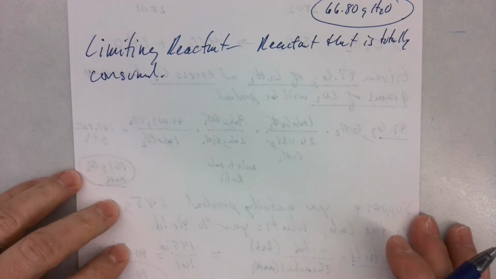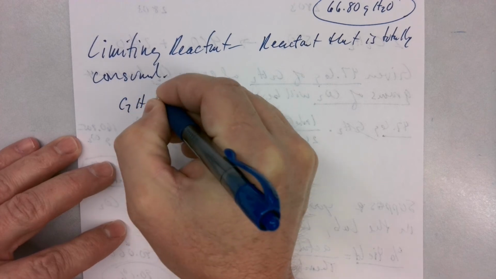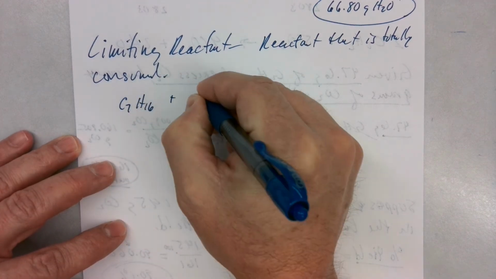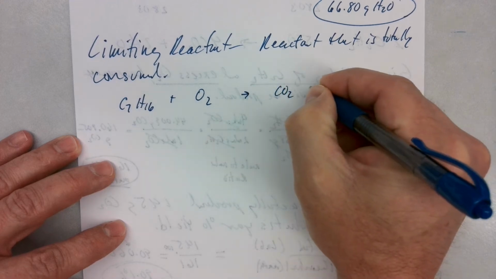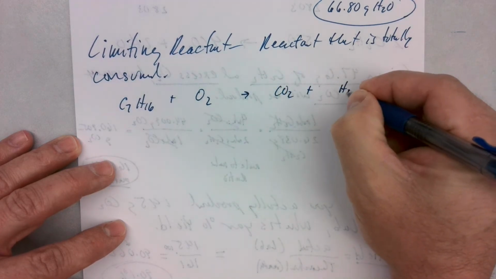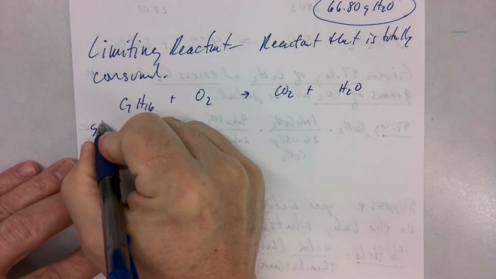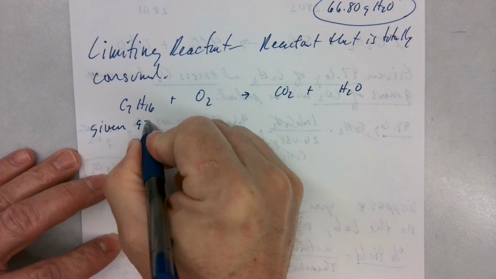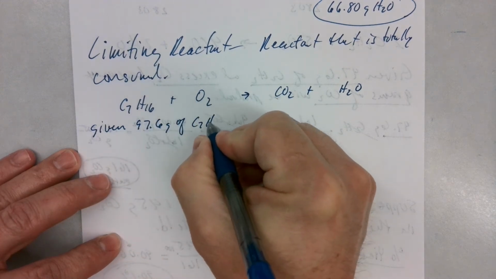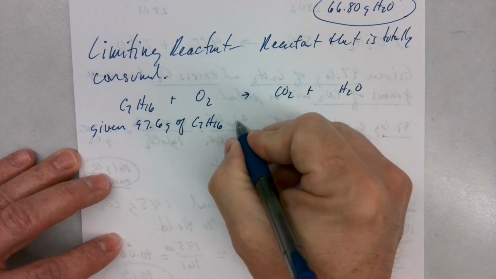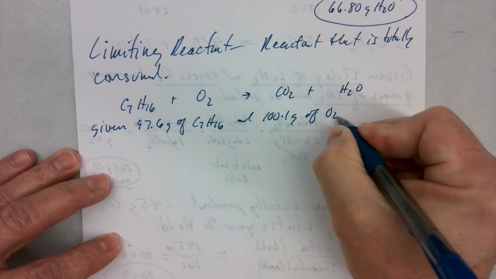So watch. So let's say I give you this. So I got C7H16 plus O2 yields CO2 plus H2O. Okay? Now, this is what it's going to say. It's going to say given 97.6 grams of C7H16 and 100.1 grams of O2.